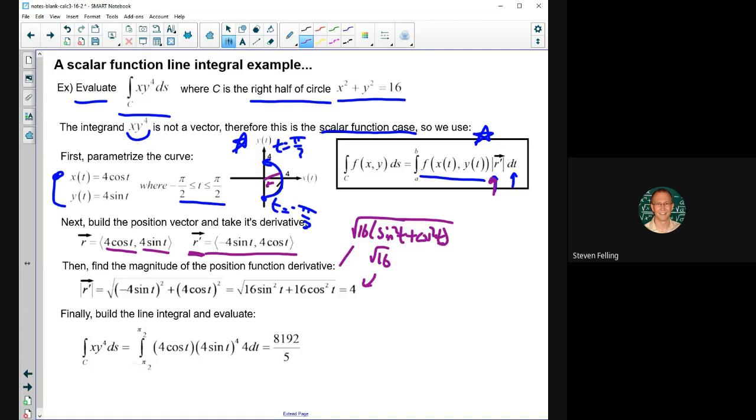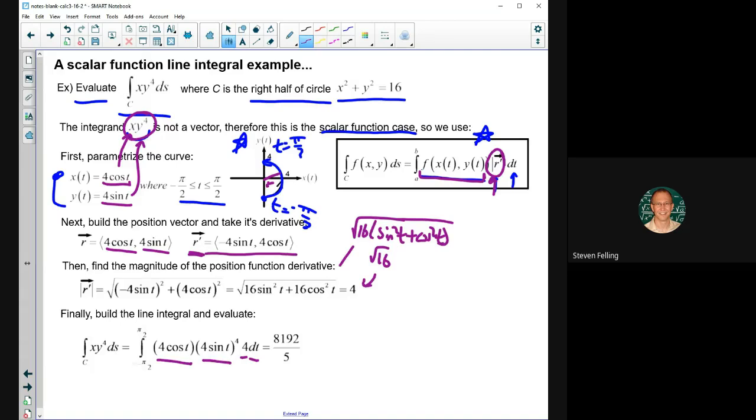Okay, and so now we just need to put everything in the function. So we have the dt, and we have the tangent vector magnitude, which is 4. And then we have to take the original multivariable function, which is x y to the 4th, and substitute things for x and y. So I'm going to put 4 cosine t in for x and 4 sine t in for y, because that was our parameterization. So we end up with 4 cosine t, that's the x, times 4 sine t to the 4th, that's the y to the 4th.